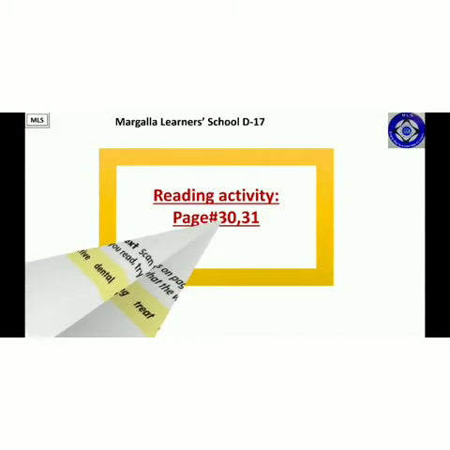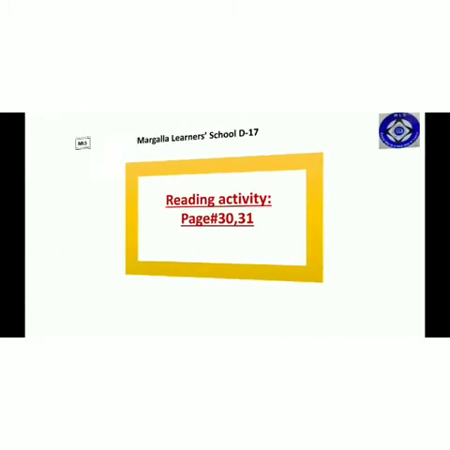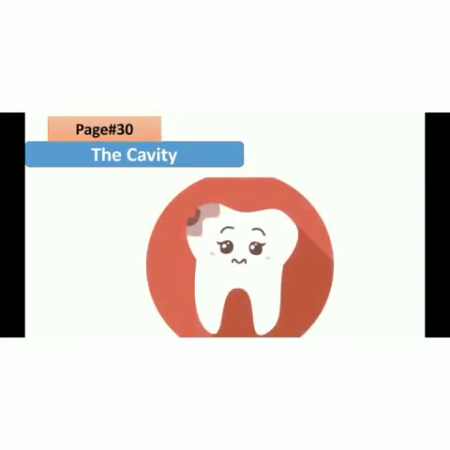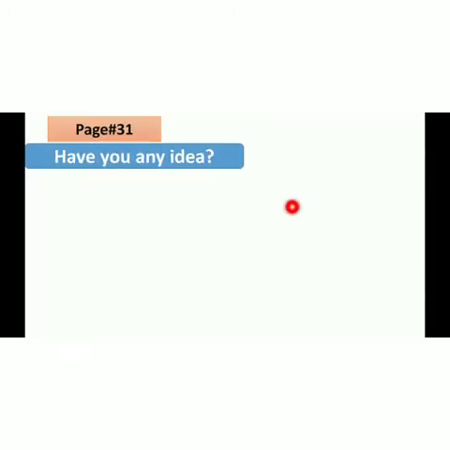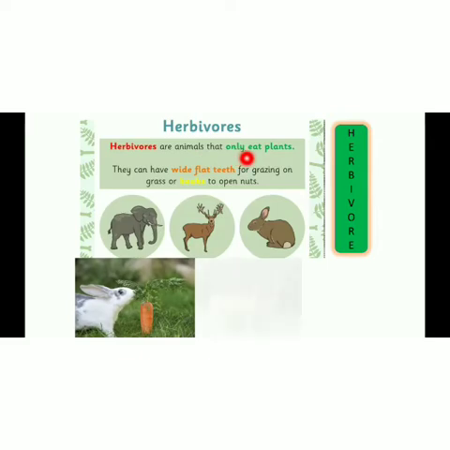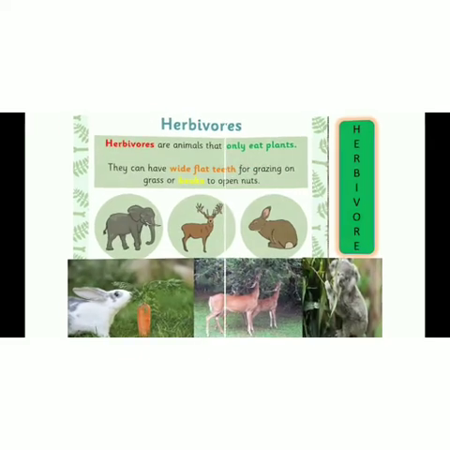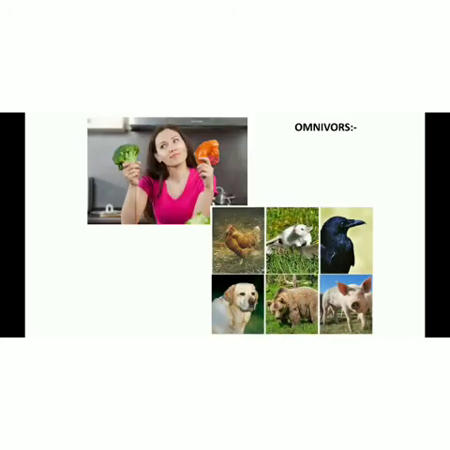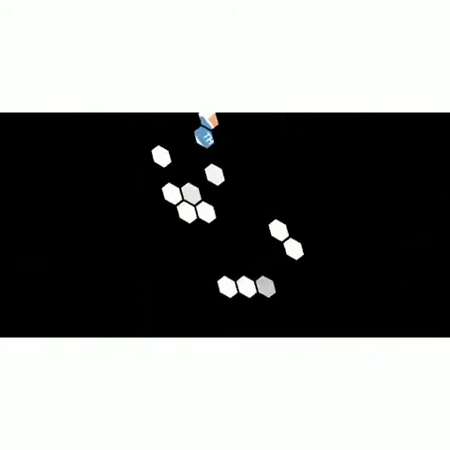Let's move forward. We have to do reading of page number 30 and 31. So on page number 30, we are given one poem known as The Cavity. And on page number 31, we are given another poem that is known as Have You Any Idea? So before starting to read these 2 poems, we have to revise the 3 main words. Herbivores are animals that only eat plants. The next word which we have to revise is carnivore. Carnivore is an animal that eats meat. And lastly, omnivores. Omnivores are the ones which eat meat as well as plants.